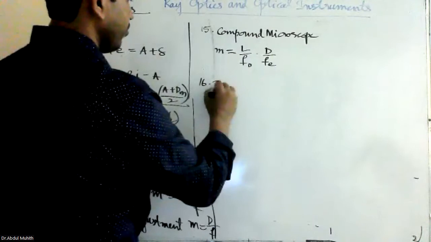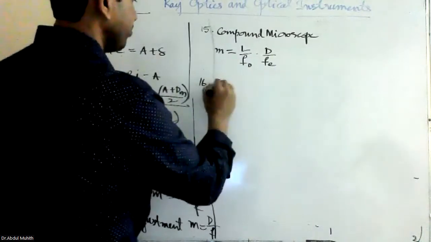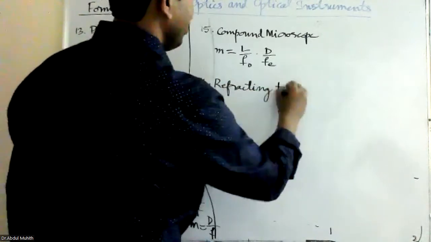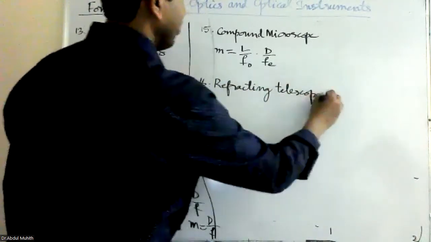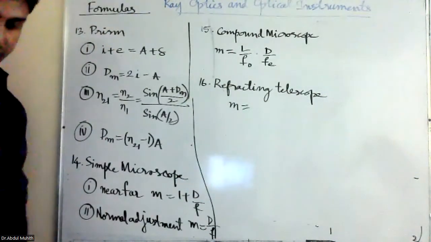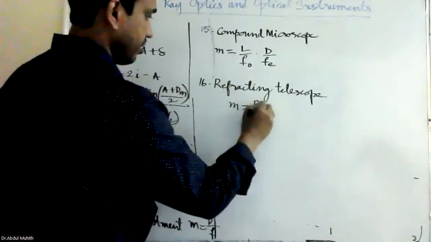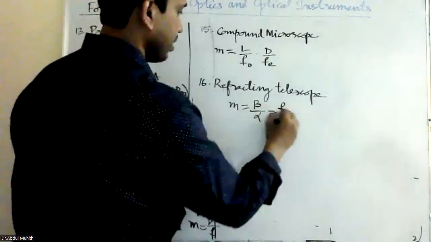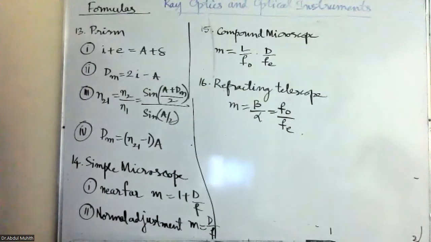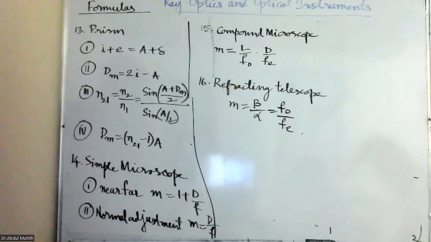16th one is for the refracting telescope. For the refracting telescope, the formula is m is equal to beta by alpha, that is fo by fe. That's it. So this completes all the formulas. Just learn all the formulas. So tomorrow we can do numericals on this.